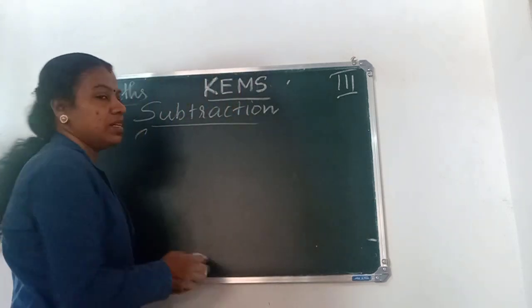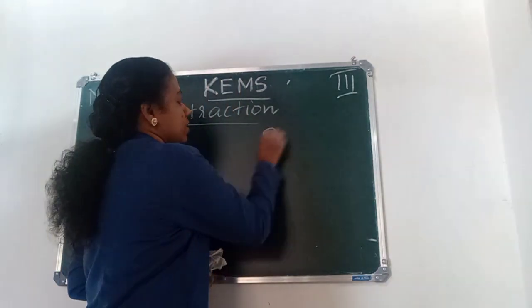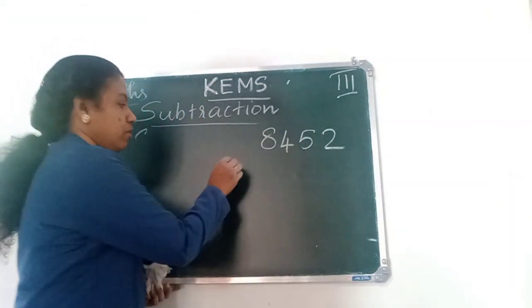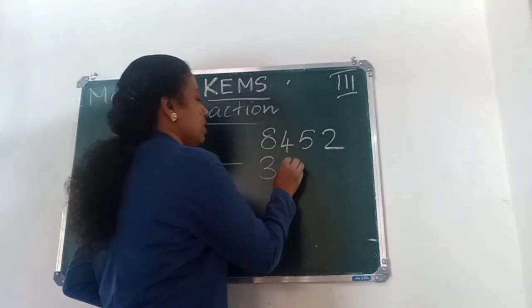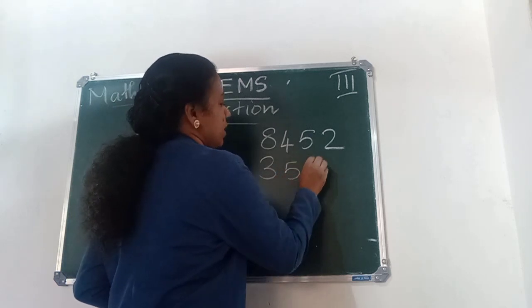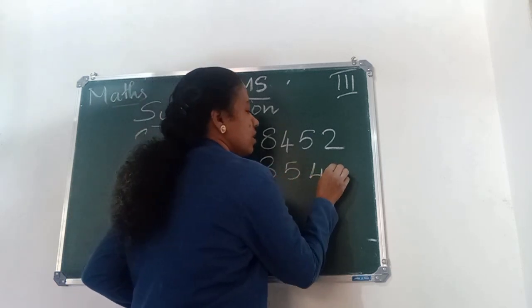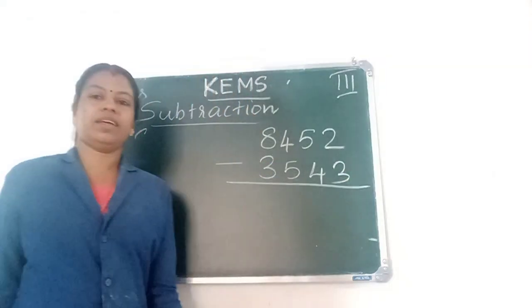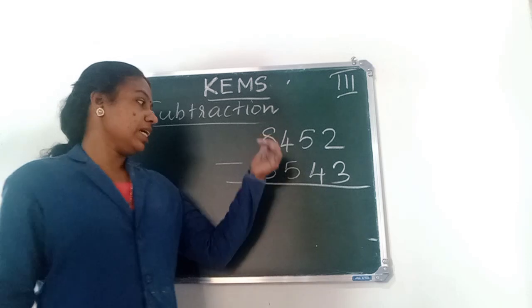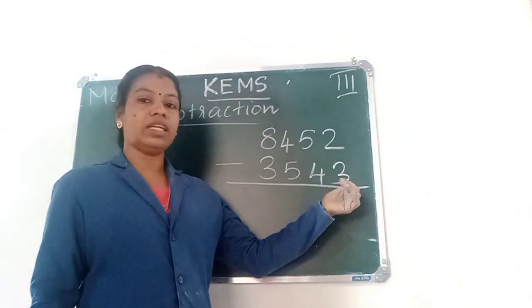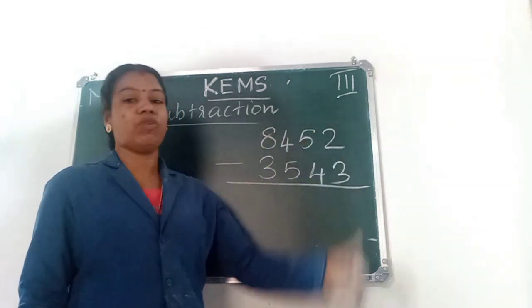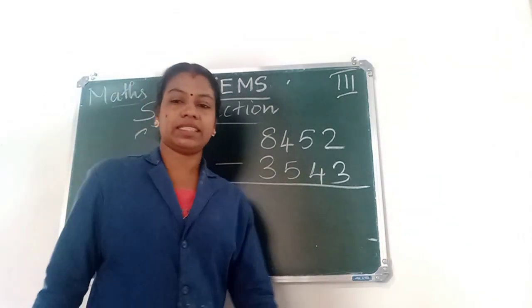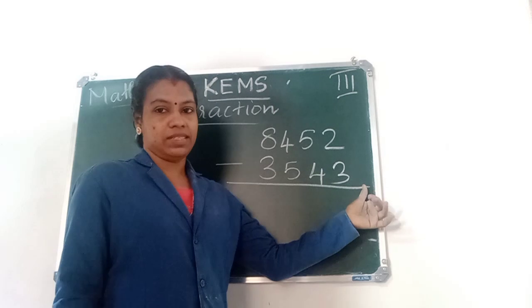Okay, look at the numbers. 8,452 minus 3,543. We can subtract 3,543 from 8,452. Okay, now start subtraction from the ones place itself.